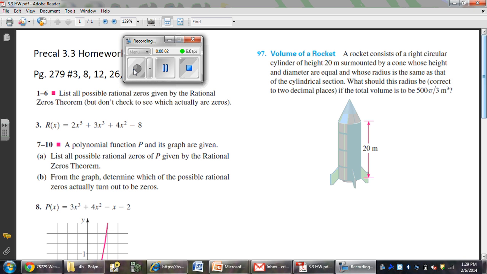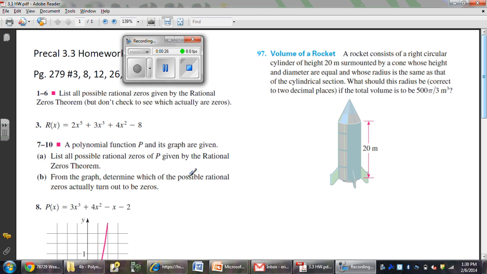Alright, so we're going to go over number 97 on the 3.3 homework, page 279. It says we have a rocket consisting of a right circular cylinder of height 20, surmounted by a cone whose height and diameter are equal and whose radius is the same as the cylindrical section. What should this radius be if the total volume is to be 500 pi divided by 3?